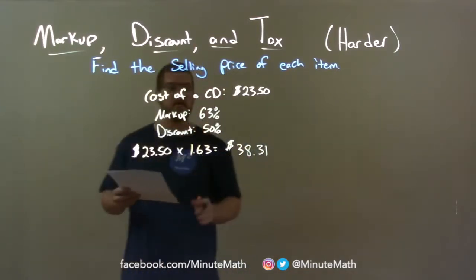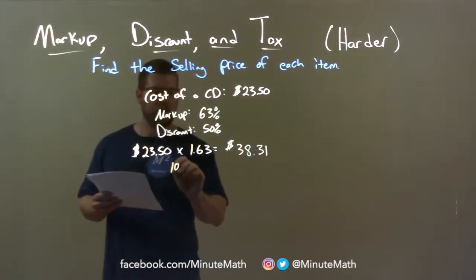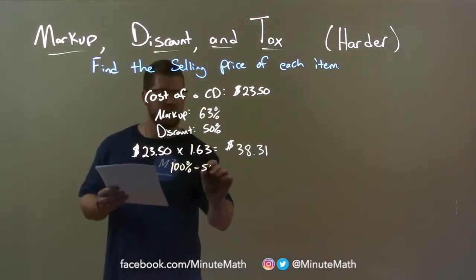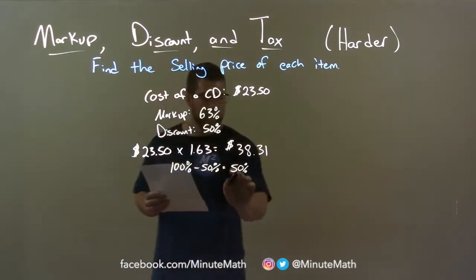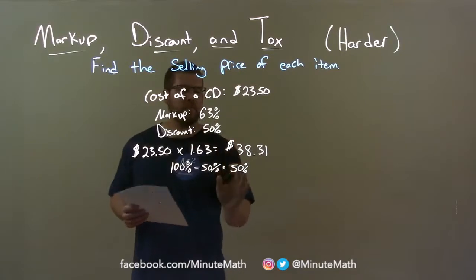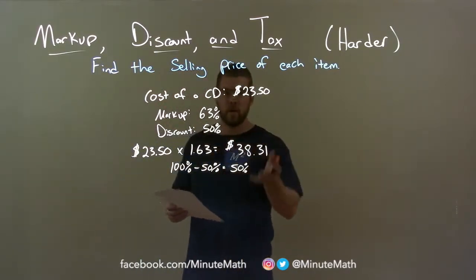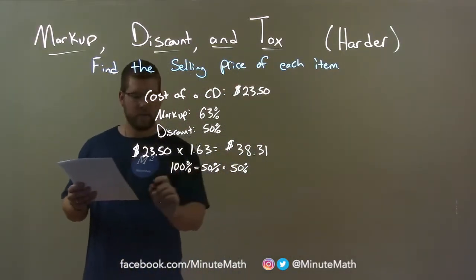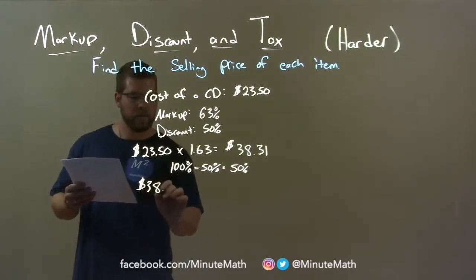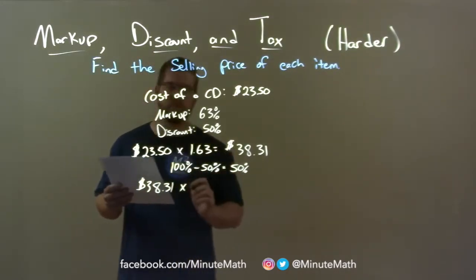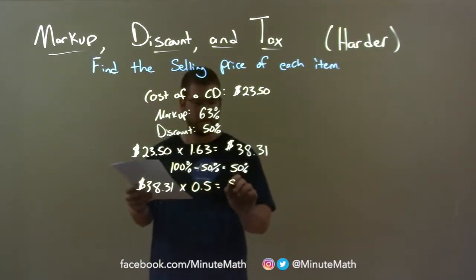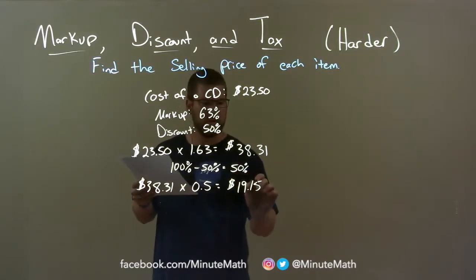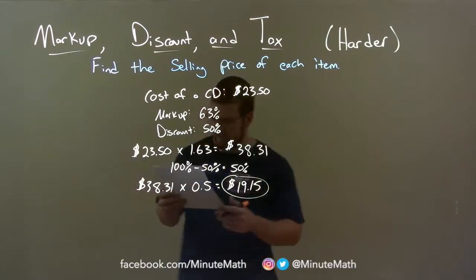Okay, now they tell us we have a 50% discount, and so if we take 100% minus 50%, that leaves us with 50%. Easy calculation. But what this 50% represents is we're going to pay 50% of that price after the markup here. Okay, so we take that $38.31 and multiply that by 50% as a decimal, 0.5, and that gives us a final sale price of the CD of $19.15.